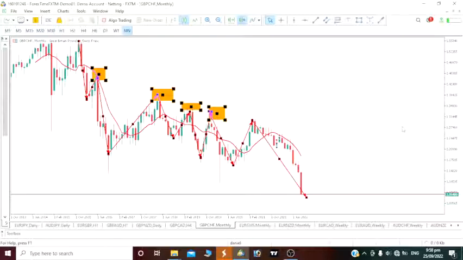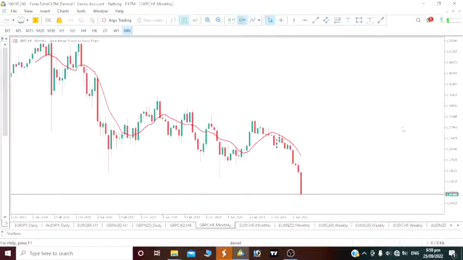Once good news has been released, then we might see that pullback, which will give us a bullish move on our GBP Swiss franc. If not, we would continue to drop. So basically, we are dropping.